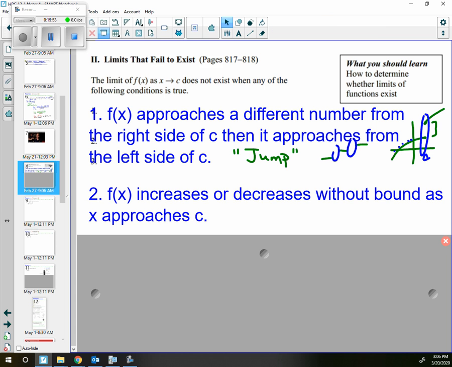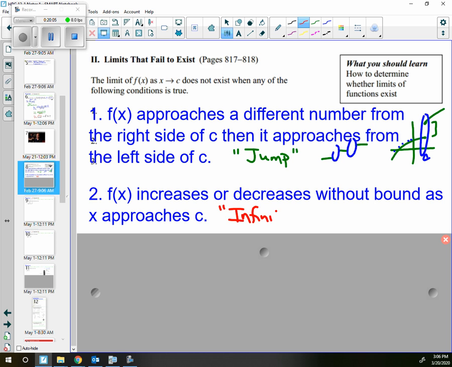The second way you don't have a limit is if it increases or decreases without bound. In other words, if you have a vertical asymptote going on. If you're looking at an infinite discontinuity, that means you have a vertical asymptote, something that's growing without bound or getting smaller without bound. That's going to be a place where your graph is going to be discontinuous.